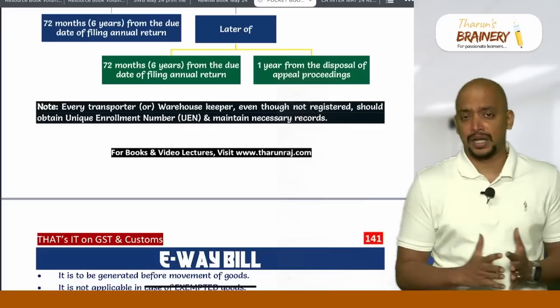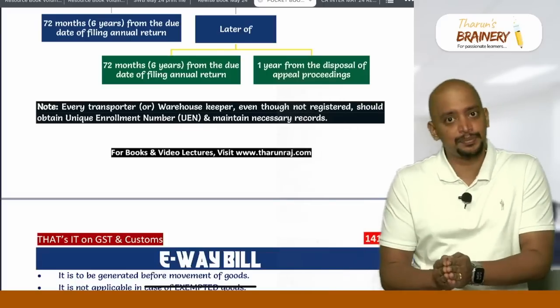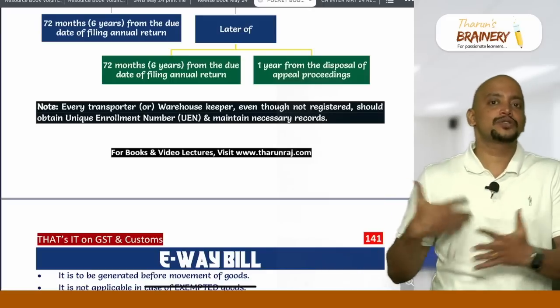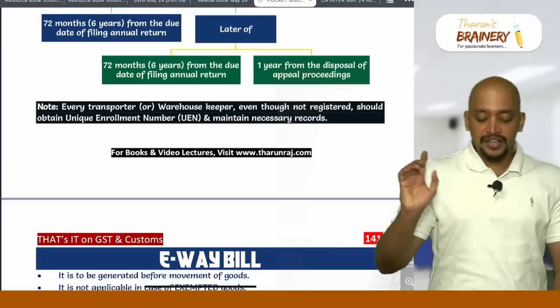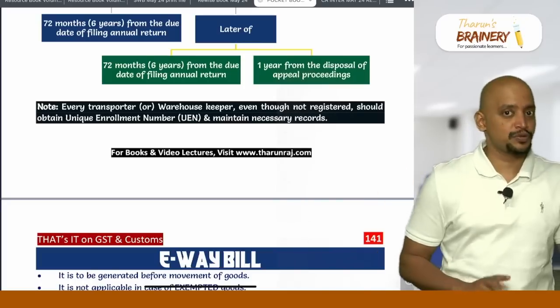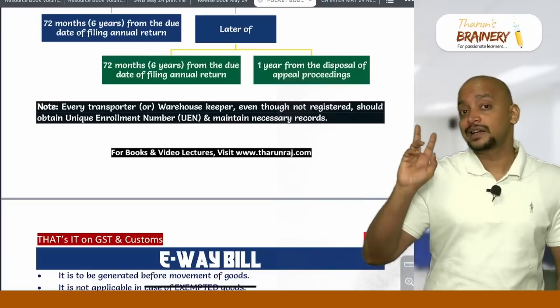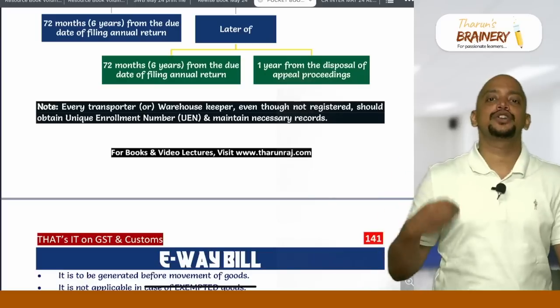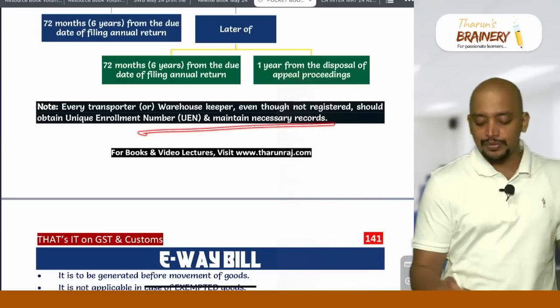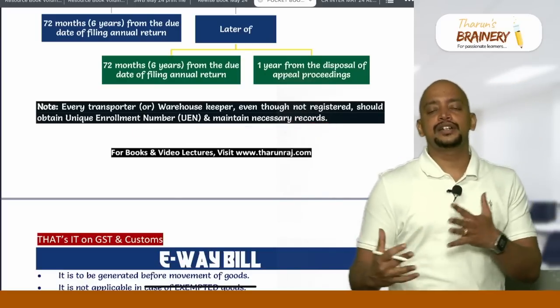Generally GST law is applicable only to a registered person. So all these accounts and records are also applicable to a registered person, but if there is a warehouse keeper or a transporter, even though their aggregate turnover is not exceeding the threshold limit, they need to get a unique enrollment number and they need to maintain necessary records related to their business.